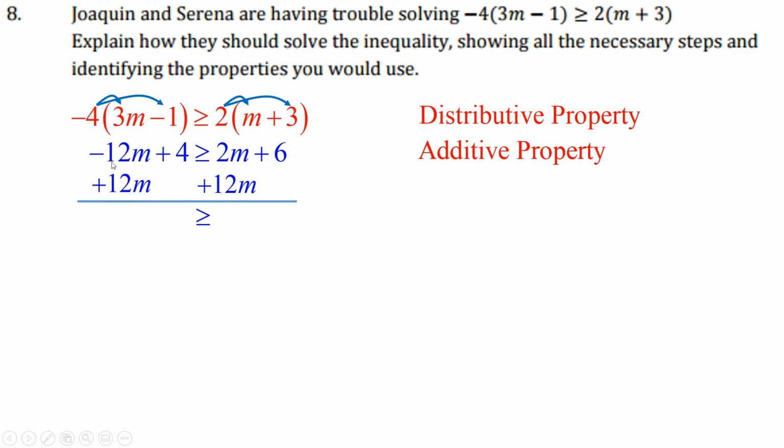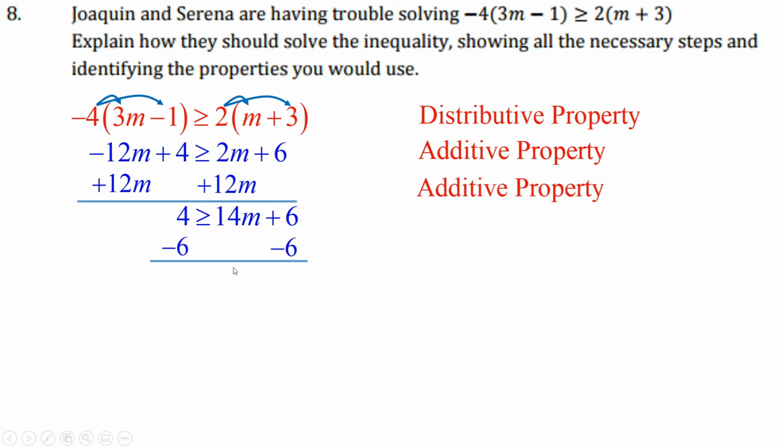Okay, let's rewrite. Greater than or equal to, and -12m plus 12m is gone, leaving the 4. And on the right, 2m plus 12m, that would be 14m, plus that 6. Now we have to get rid of this plus 6 by adding -6. So we still call this the additive property. Let's bring down our greater than or equal to. And we've got 4 minus 6 is -2. And 14m plus 6 minus 6 is 14m.